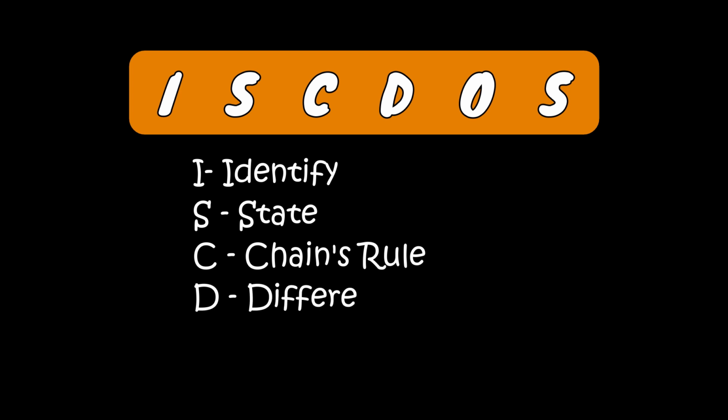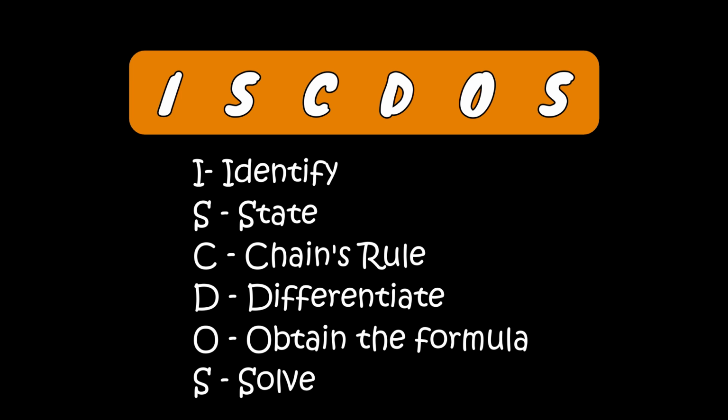Now, before we dive into the question, let me share with you 6 strategies which are more than enough to tackle any question regarding rate of change. ISCDOS, or we can pronounce it as ISDOS. I stands for identify. What do we need to identify? We need to identify changing variables, constant variables, and rates of change of any quantity mentioned.